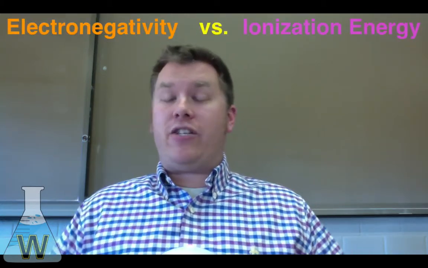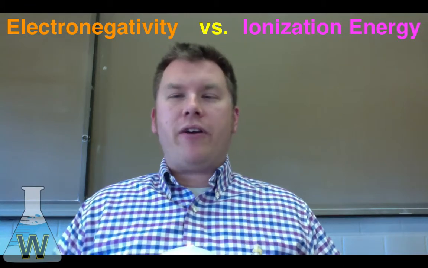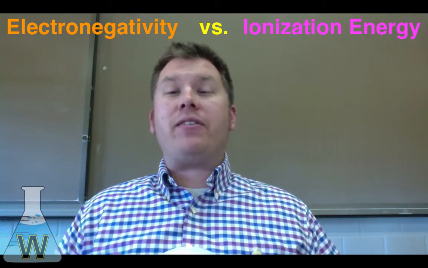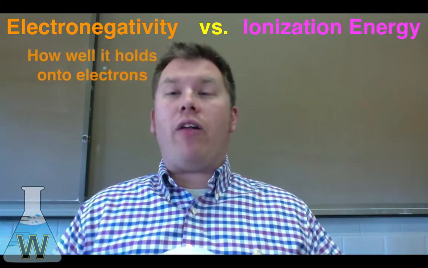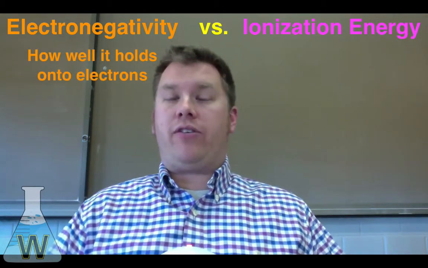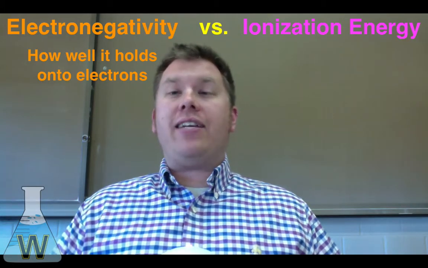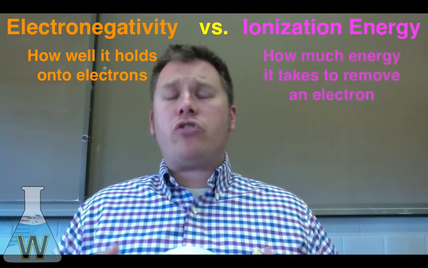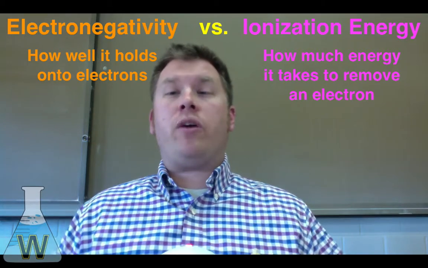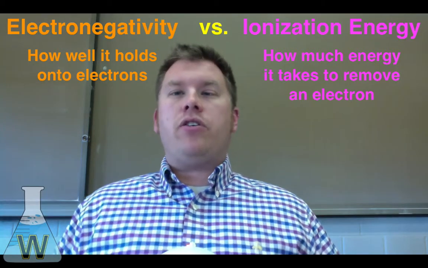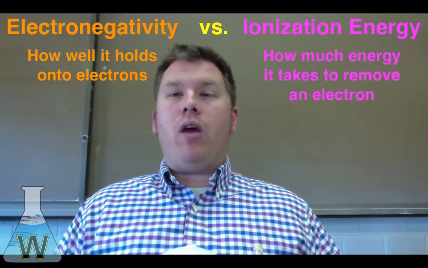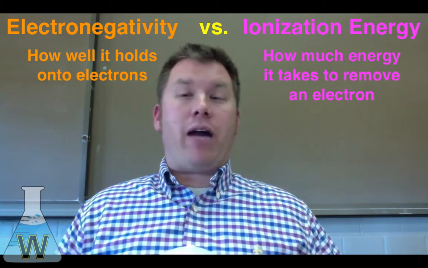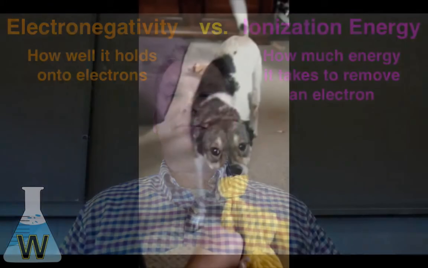Now, it may be confusing electronegativity and ionization energy. They seem really similar. They're kind of looking at the same thing from opposite vantage points. What do I mean? Electronegativity is how well an atom holds on to electrons, and ionization energy is how strongly something has to pull to strip away an electron. So it's kind of the same thing from different viewpoints. Let me see if I can make a little bit of a model here with the help of some of my friends.